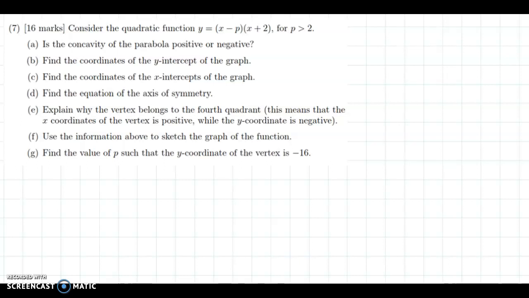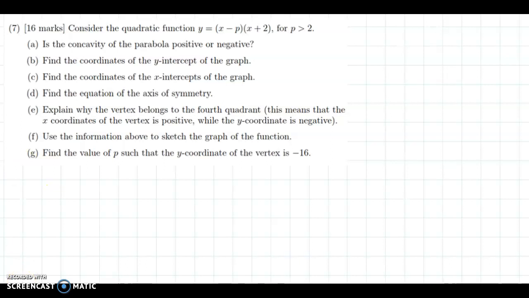Hello, in this video we are going to go over an exam question from a couple of years ago. We have a quadratic function given in factorized form and it has a parameter. So the function is given by y equals (x minus p) times (x plus 2). And we are also given the information that p is greater than 2.